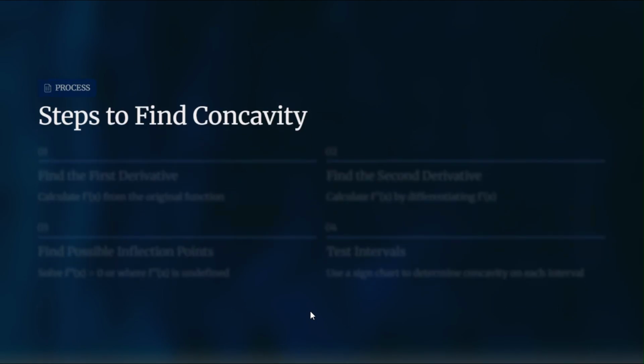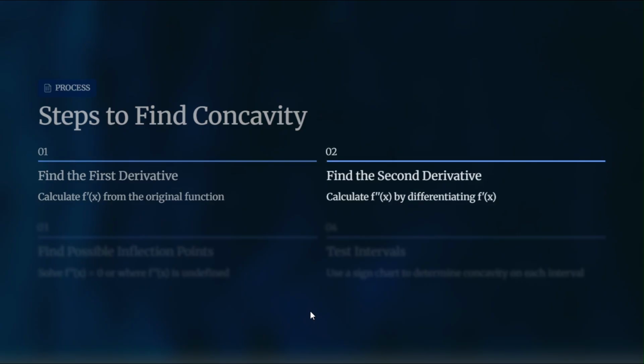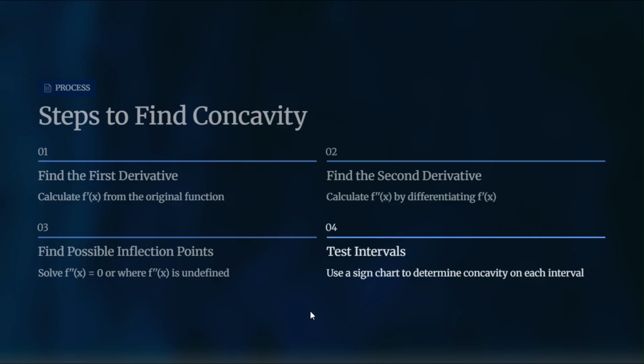Here are the steps to find concavity. First, calculate the first derivative from the original function. Then calculate the second derivative by differentiating the first derivative. Then, find the possible points of inflection by setting the second derivative equal to 0, or find the points where the second derivative is undefined. Finally, use a sign chart to determine concavity on each interval.